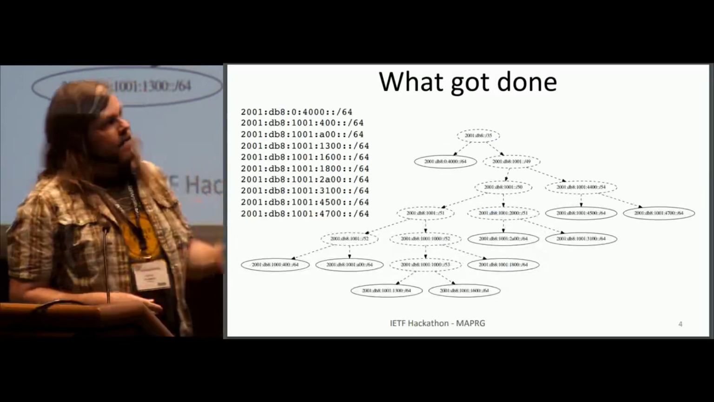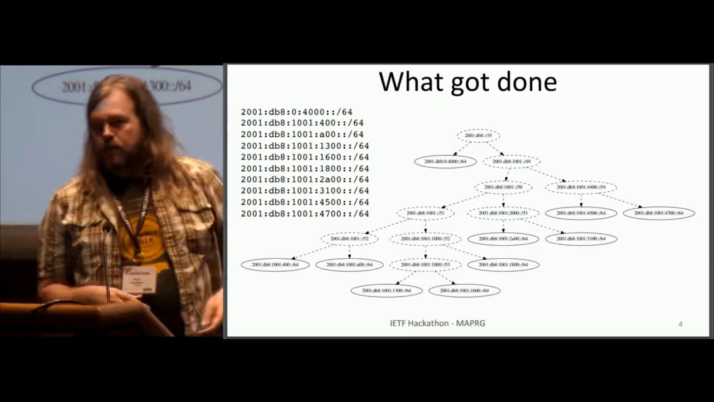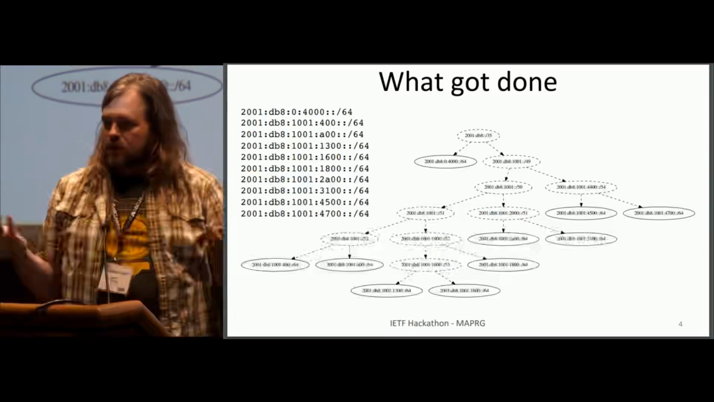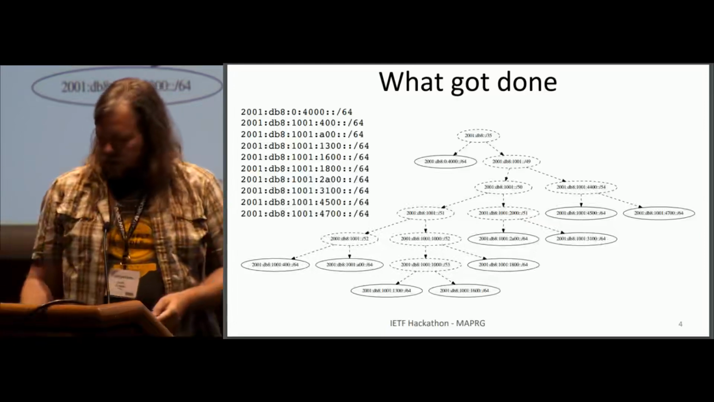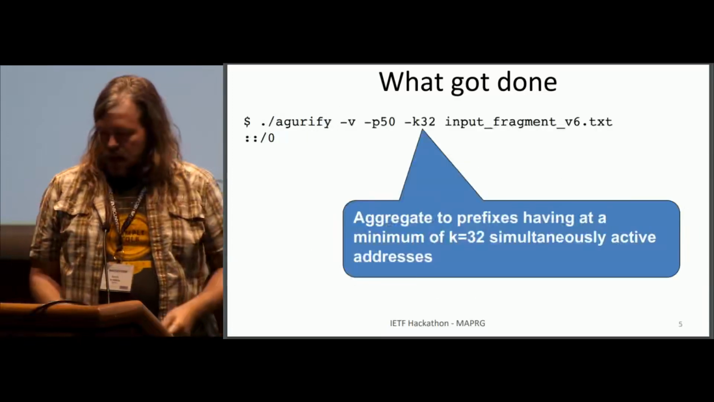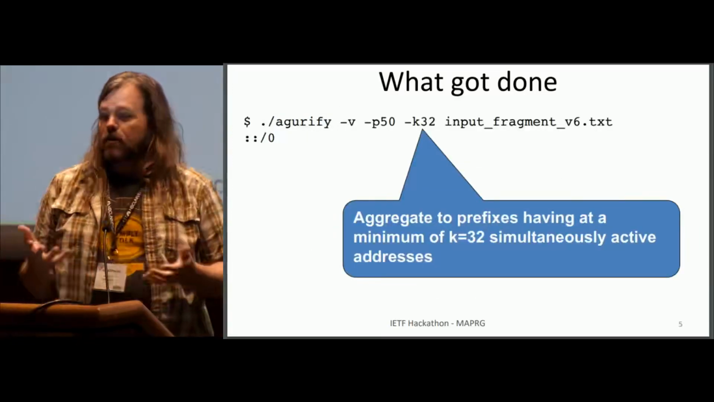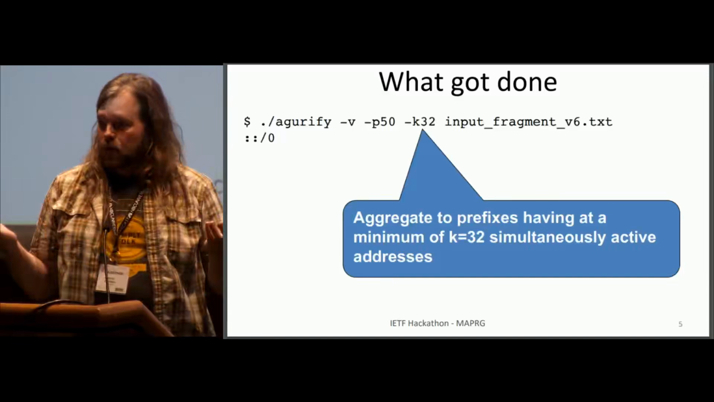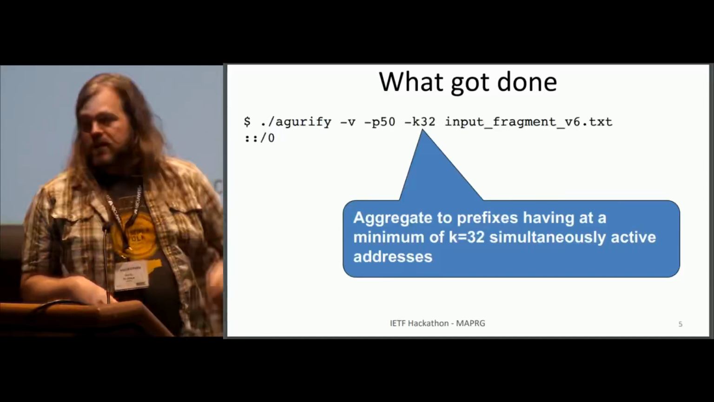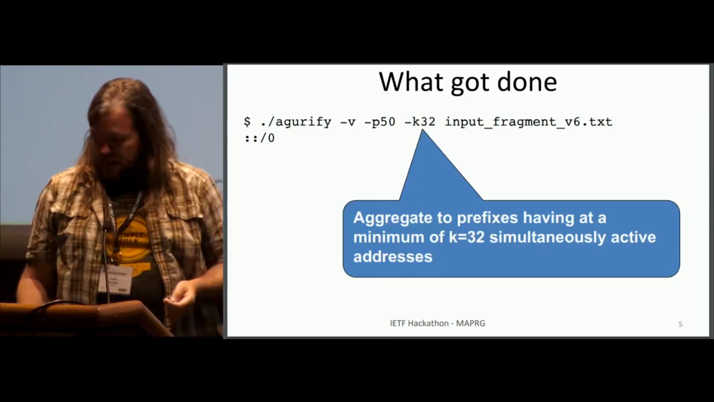Imagine you have a set of active addresses. Here are 10 IPv6 /64s, and you can punch them up into one of these trees that are commonly used. It's kind of like a routing table. So we put them in the tree. The leaf nodes are all those active addresses, and then we run some operation, which I call agurify, which aggregates them in some useful way based on your selection criteria. Like, let's say I only want aggregates that represent at least 32 of those active users.